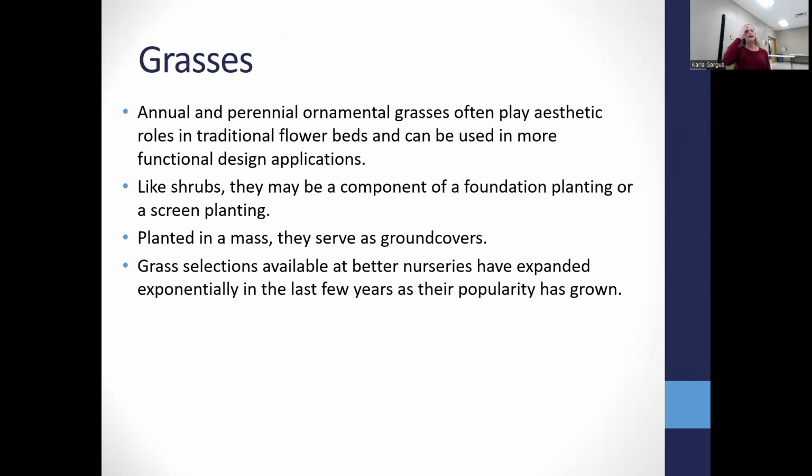Okay. All right. And we have grasses. We'll talk a little bit about grasses and ground covers. We have annual and perennial ornamental grasses. Now, they can be added into your landscape with your trees and your shrubs and other plants, and really need to be used more, I think, in design.